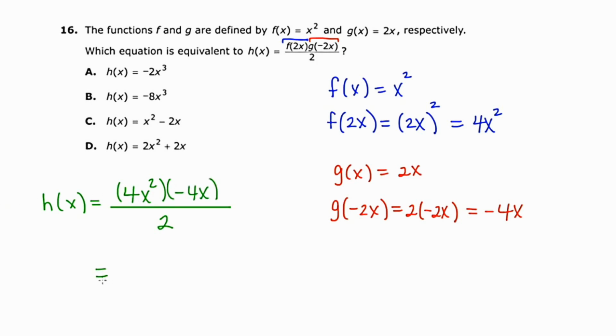Now if we multiply the two factors of the numerator together, we get negative 16x cubed, and this is still divided by 2. And negative 16 divided by 2 is going to be negative 8x cubed. So h of x in the long run ends up being negative 8x cubed, which is answer choice B.